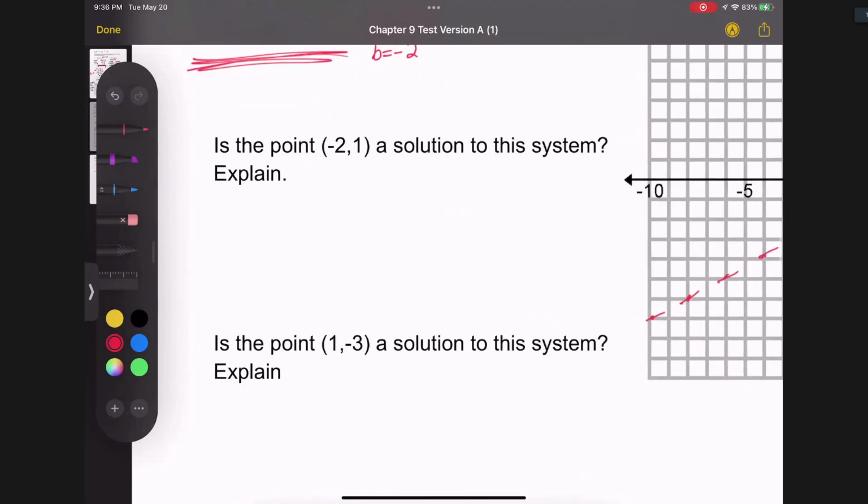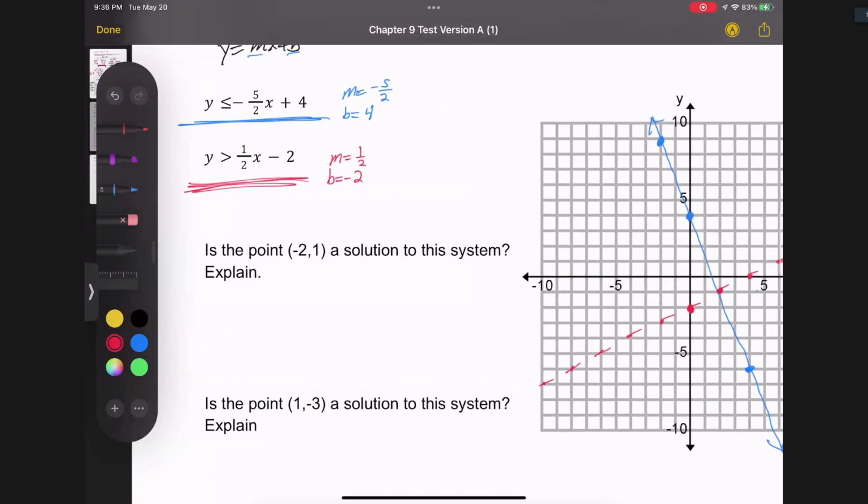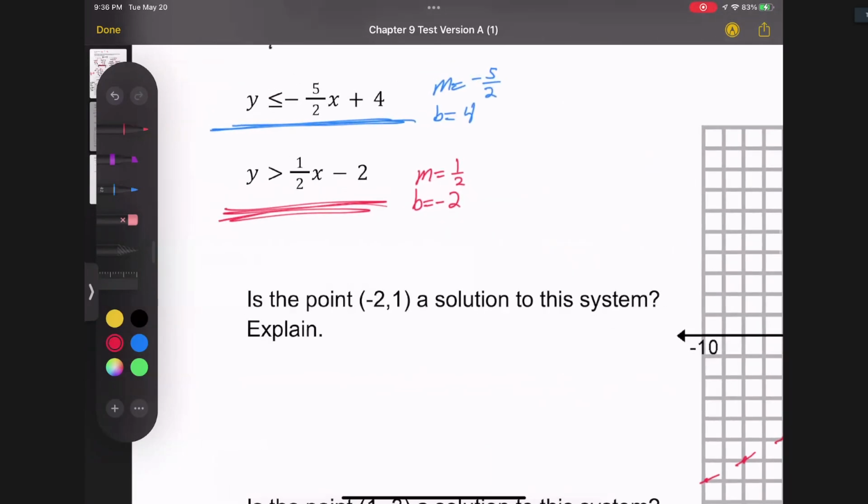Now, is point (-2, 1) a solution to the system? What does it mean to be a solution to the system? It needs to be true for both inequalities. So how do I do this? Well, I could plug it in both inequalities. What's my point? (-2, 1). Now let's see. If I put in 1 for this one, this is going to be -5/2 times -2 plus 4.